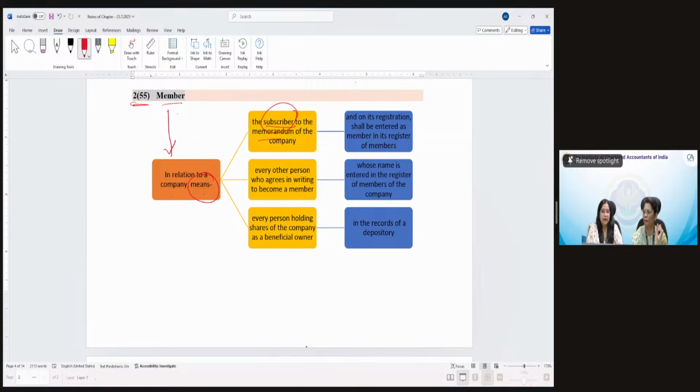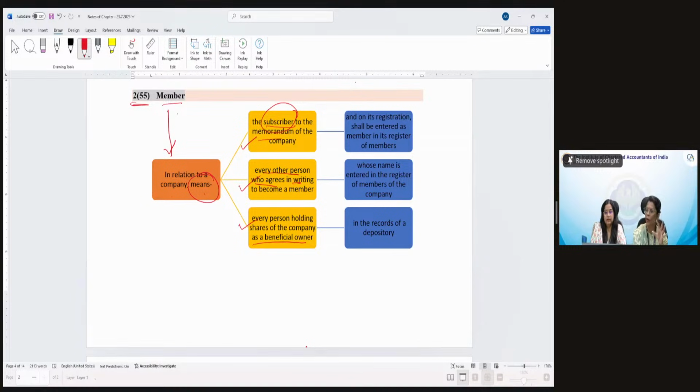So you know that at the time of incorporation of the company, there should be at least a minimum number of members. Then only it can be incorporated as a company. So those are the subscribers to the memorandum of the company. Then the second category is every other person, that is, every other person who agrees in writing to become a member. Who says, yes, I want to be a member, I'm ready to become one, and they put it in writing also. Remember, the word writing is there. Then the third category is every person holding shares of the company as a beneficial owner. Remember that as a beneficial owner, he is holding the shares in that company.